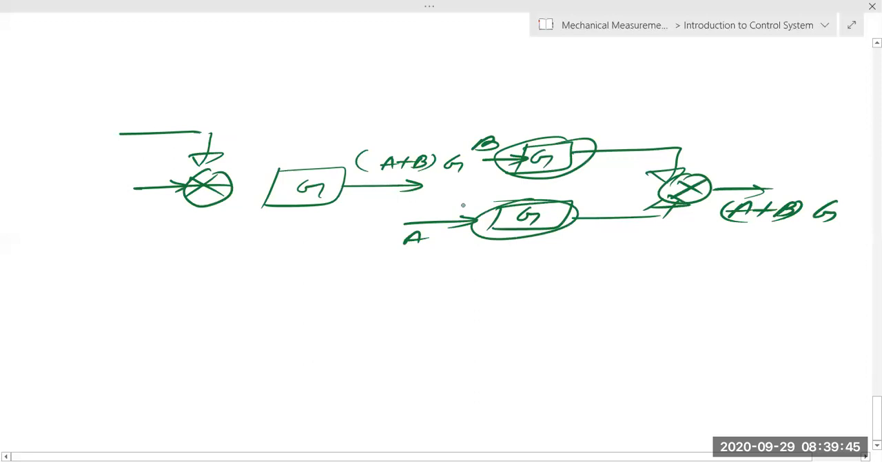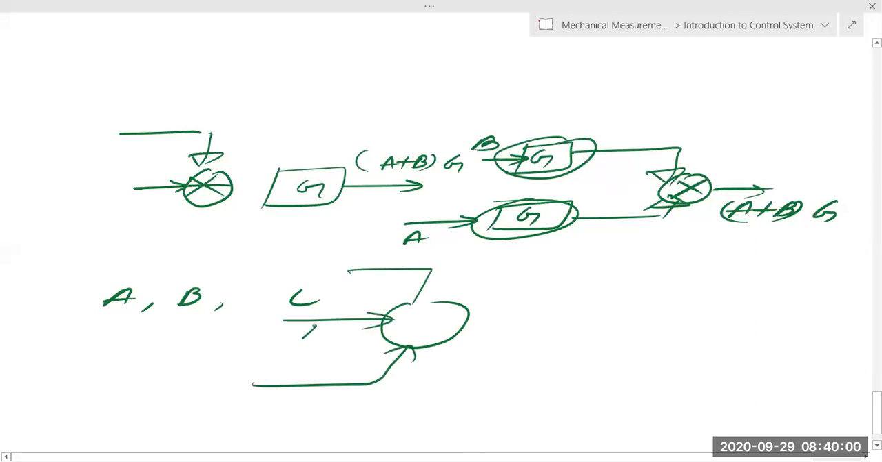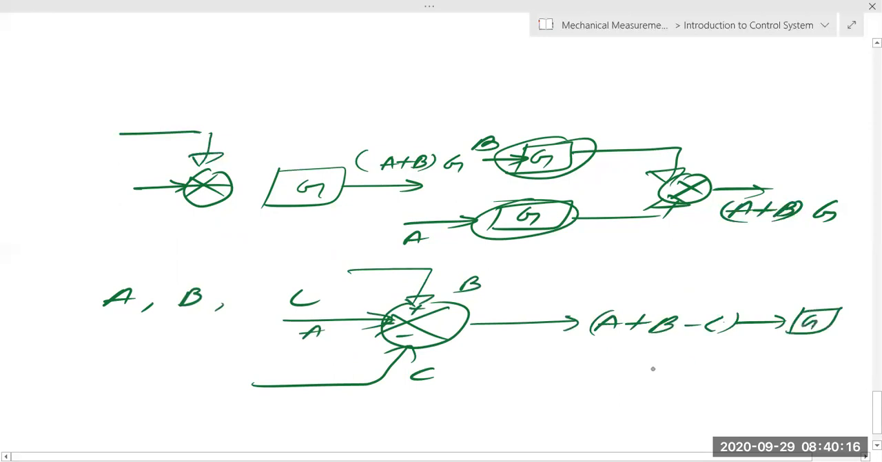That means, suppose there are three signals A, B, C. Okay, so if we want to move the summing point and they are getting summed up before coming to the block, suppose one signal is A, one signal is B, and another signal is C. Okay, and suppose this is getting plus, this is getting plus, and this is getting minus. So what we'll get from here is A plus B minus C, and then when the signal moves to the block, it will be A plus B minus C into G.